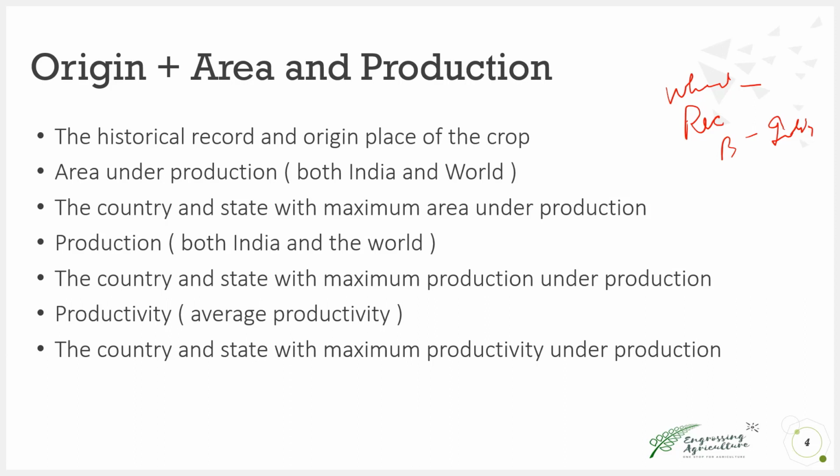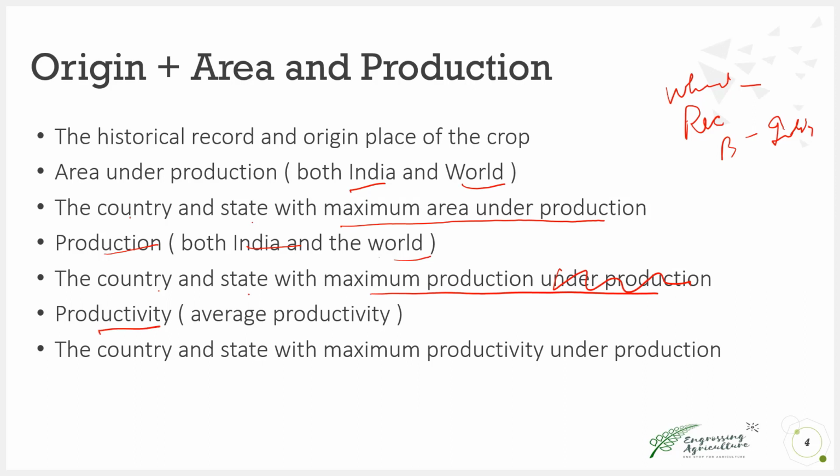Next, we have to include area under production in both India and the world. So you have to remember the total area under production. But if you do not remember all of the area, you must remember the country and the state with maximum area under production. Next we have production. Production means how much of the crop we are producing. In both India and the world, if you can remember the number, it's well and good. But if you cannot, you have to remember the country and the state of India which has maximum production of the particular crop.